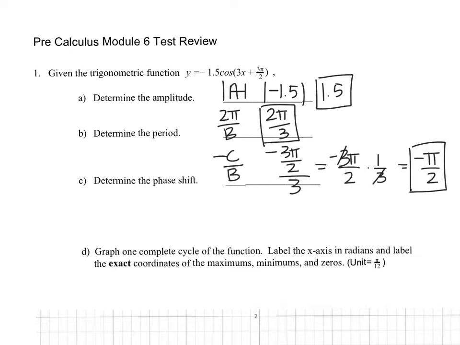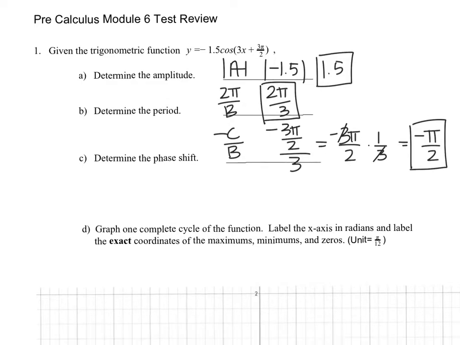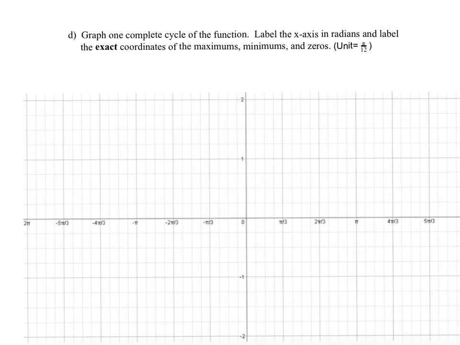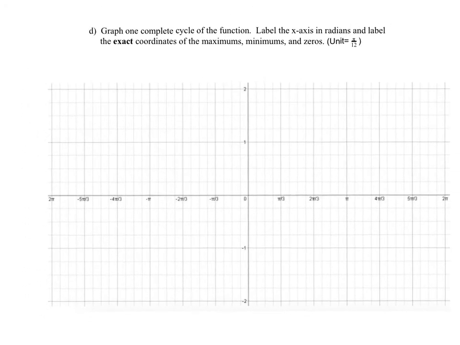So what this tells me is that my cosine function, since there's no vertical shift, has a max at 1.5 and a min at negative 1.5. I can fit one cycle of my cosine function in 2 pi over 3, and my graph has been shifted to the left by pi over 2. So let's go ahead and graph one cycle of our function.